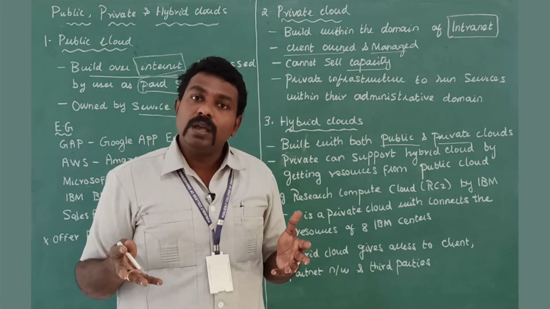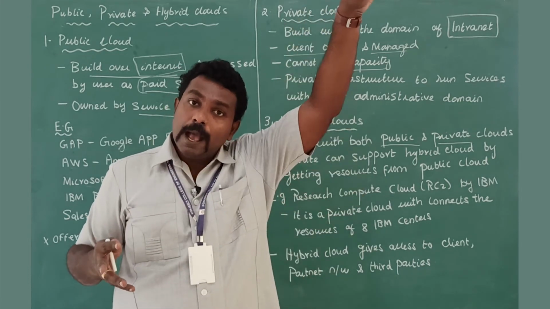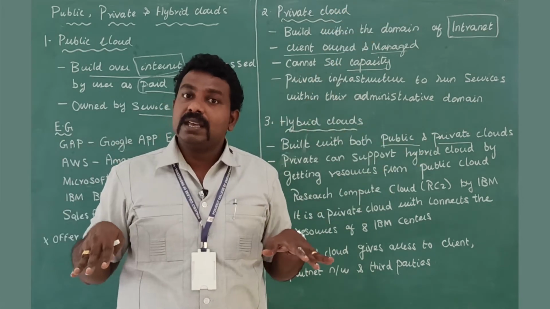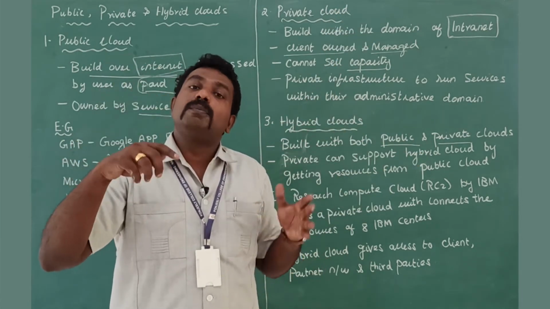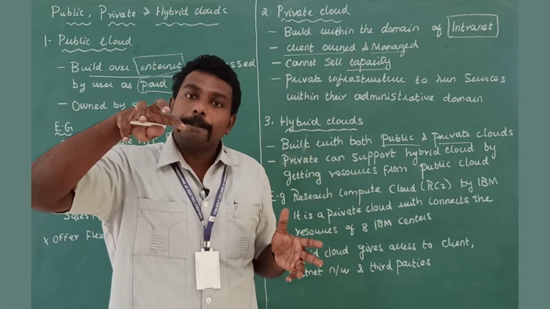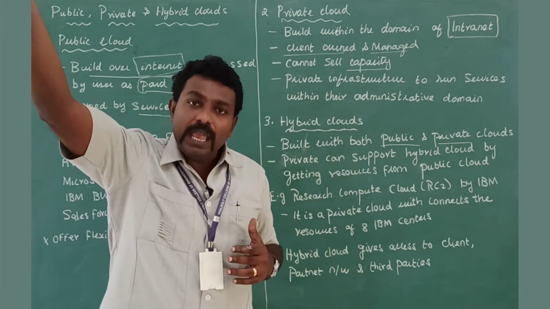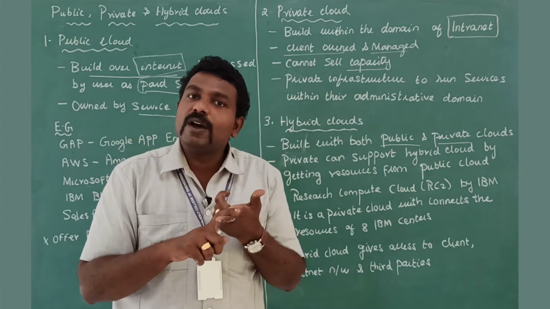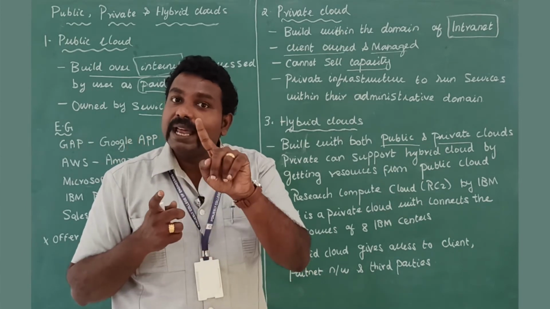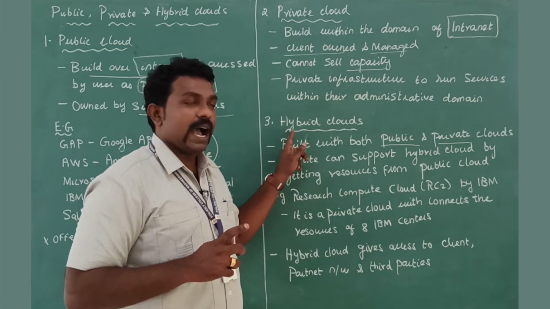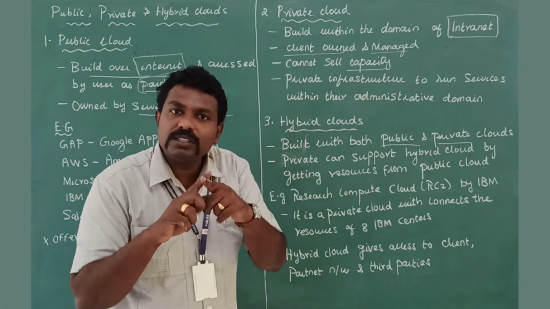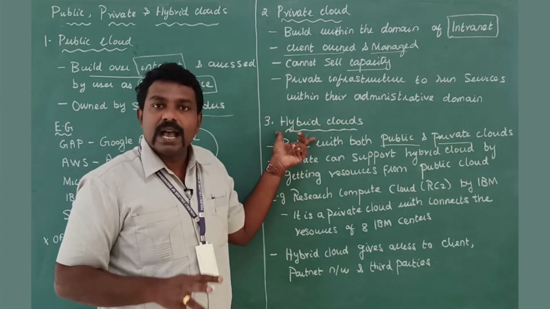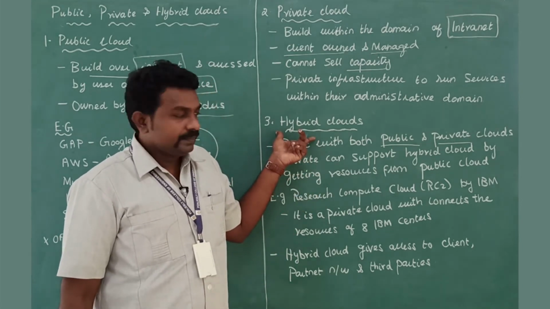So what can you do? You can purchase that resource from the public cloud. So you are managing everything in the private cloud. Suppose you are in need of more resources, you can purchase those resources from the public cloud. So now there is an interface between the private cloud and the public cloud, and hence you call it a hybrid cloud, because we are using both public and private together. Clear?